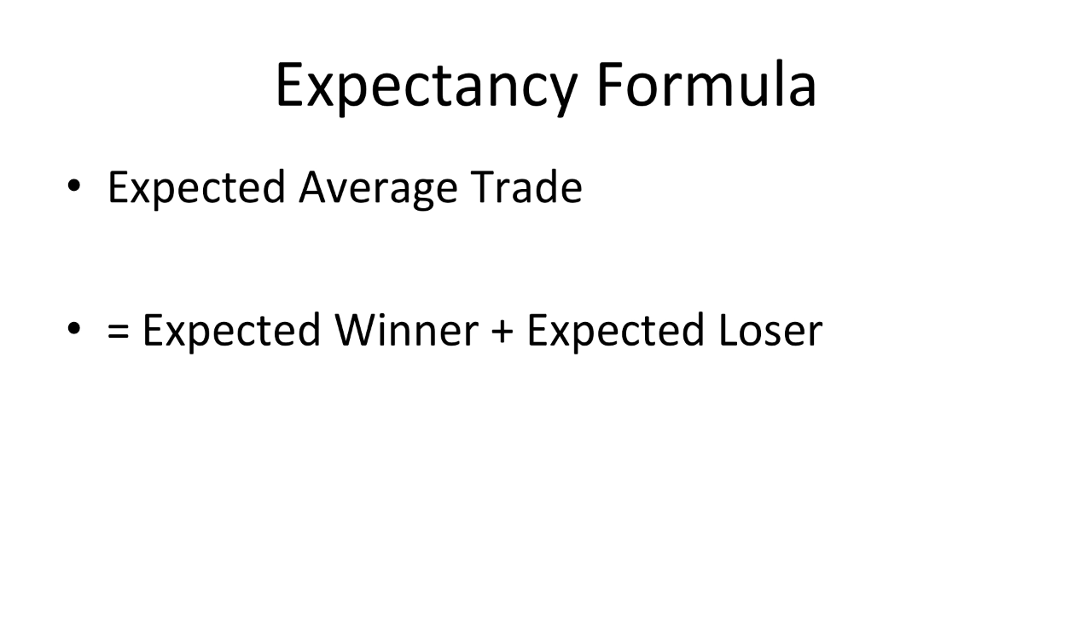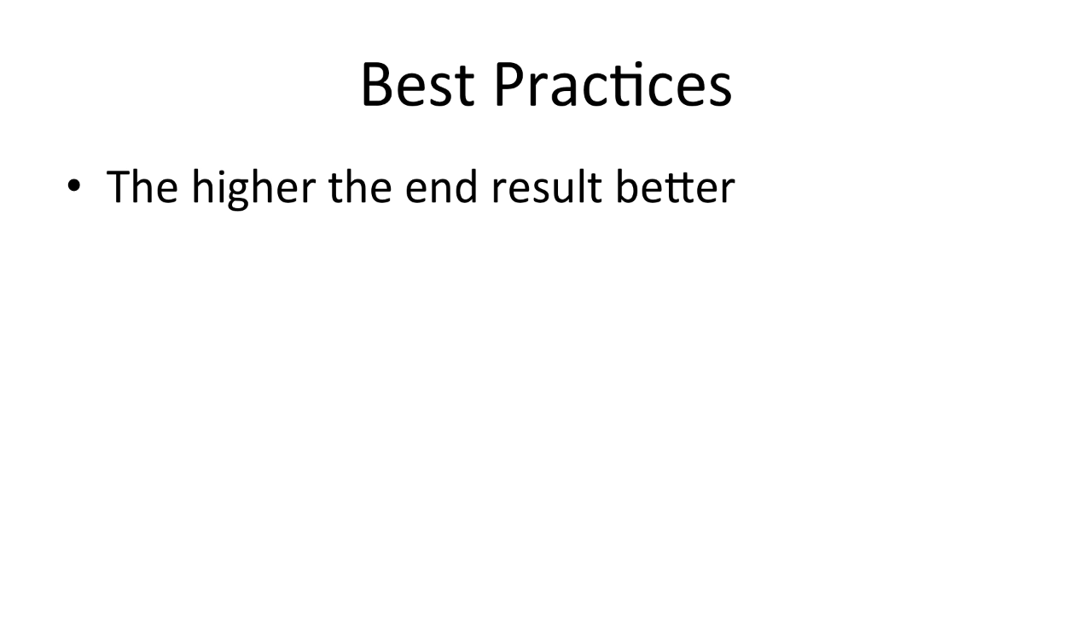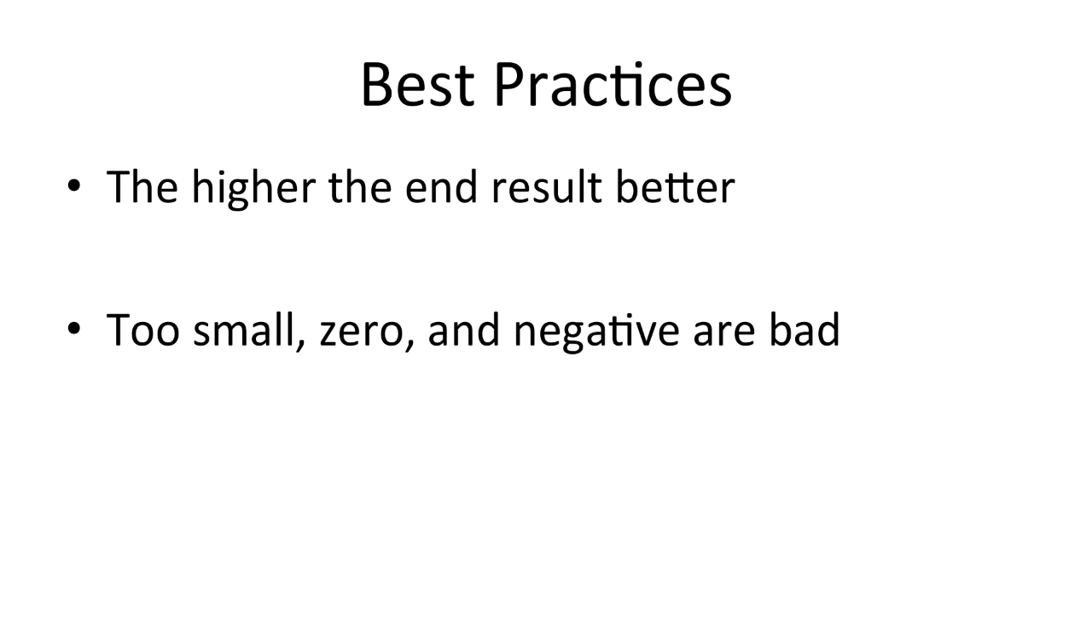Either way. So what are some best practices about this formula? Well, obviously the higher the end result, right, that expected average trade, the higher the better, right? The more profitable you will be if it's greater. If it's too small or if it's zero and it's negative, those are all bad. You don't want that. If it's too small, you probably won't cover commissions and other kinds of things you have to deal with as a trader, spreads and so on. Just the cost of trading.